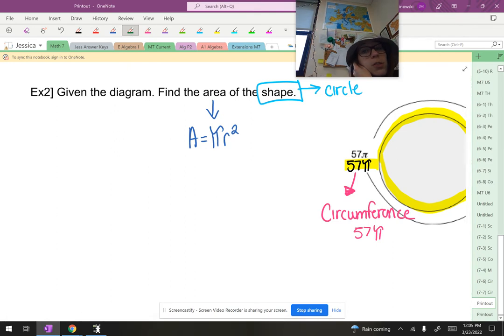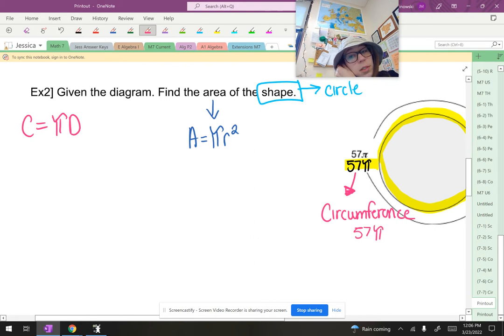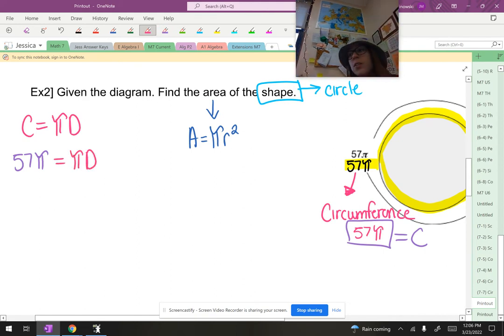Well, circumference, what formula do I know circumference is? I know that circumference is equal to pi times diameter. Well, what did they give us? They gave us the circumference of 57 pi. So I'm going to take that entire 57 pi and put that in for C, aka my circumference. And everything else stays the same.